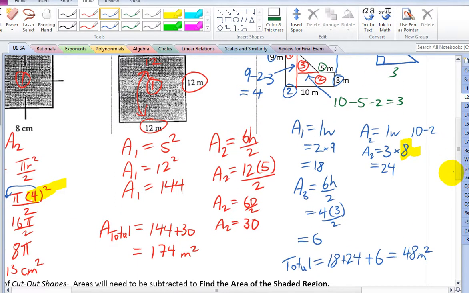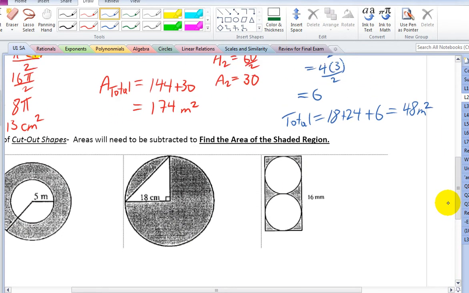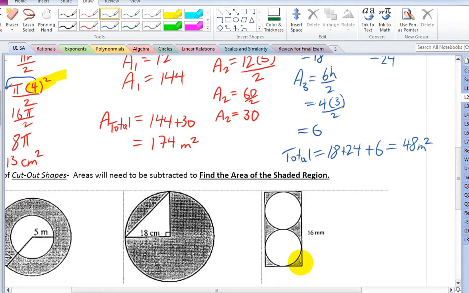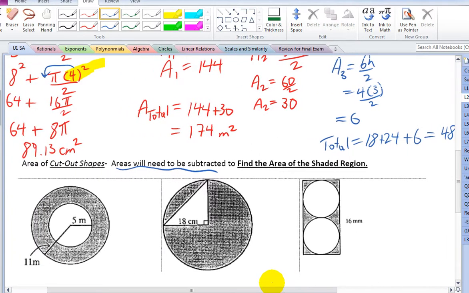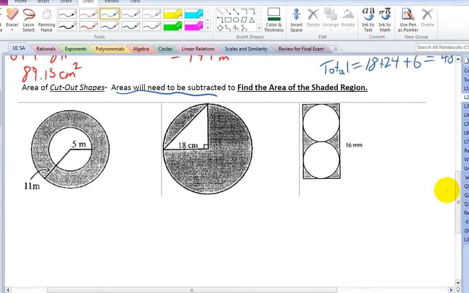All right, any questions? All right, so those are composites. What we're going to work on now is cutouts. So sometimes areas will need to be subtracted to find the area of the shaded region. All right. So for the first one, the good old donut question or washer, right? We call it the Tim Hortons question, classic. So we have area of the shaded. That's what we're going to find. Okay. In order to find the area of the shaded, you want to have the area of the large object minus the area of the cutout.